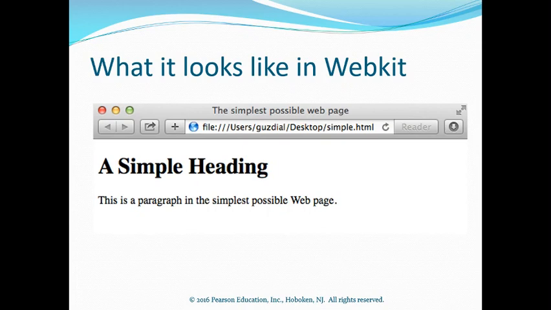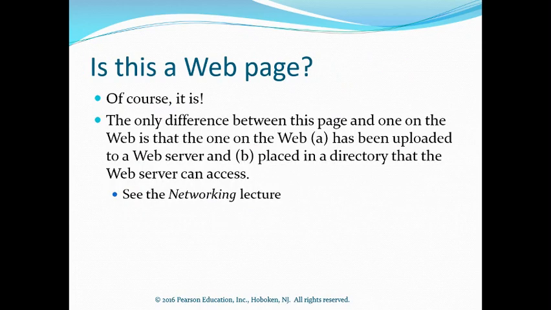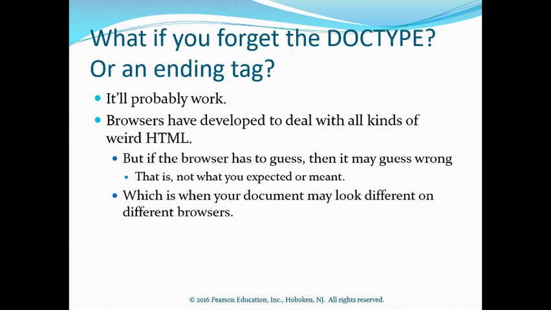So then this is the example that they did in the book. We just showed you an example that we did. Looks similar. So is this a web page? Of course it is. The only difference between this and one on the web is that the one on the web, A, has been uploaded to a web server, and B, is placed in a directory that the web server can access. We'll see that in the networking lecture.